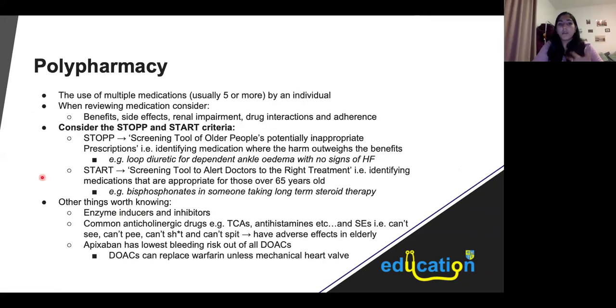So a little bit about polypharmacy. It's the use of multiple medications, technically 5 or more. But when you're thinking about it, consider the stop-start criteria, which is essentially benefits versus risks, and other things to consider are things interacting with each other. Anticholinergics are not your friend, and as I said, DOACs are a bit better than warfarin.